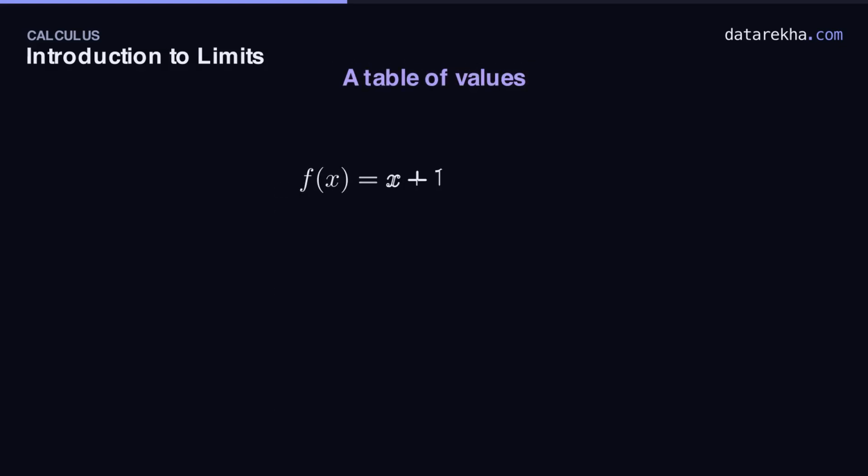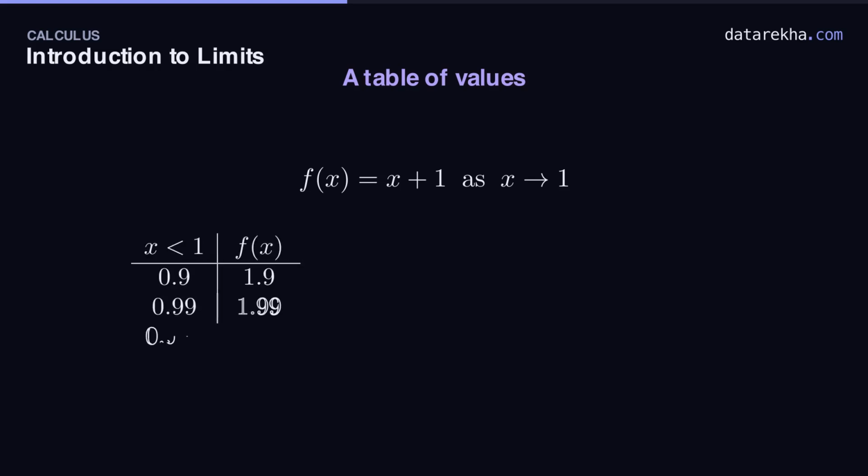If a picture convinces the eye, a table convinces the calculator. Let's watch the same limit numerically. Feed in x values closing on 1 from each side, and read off x plus 1. From below, 0.9 gives 1.9, 0.99 gives 1.99, 0.999 gives 1.999. Every step, the output crawls closer to 2 from underneath.